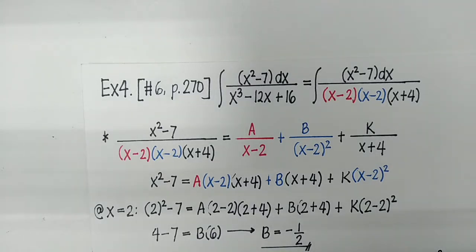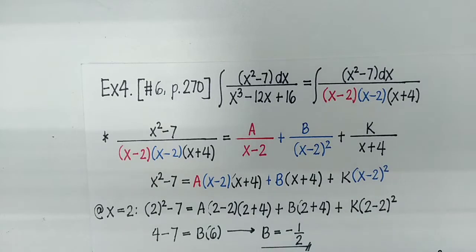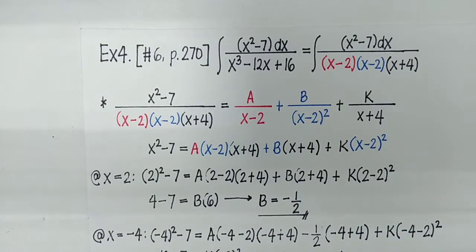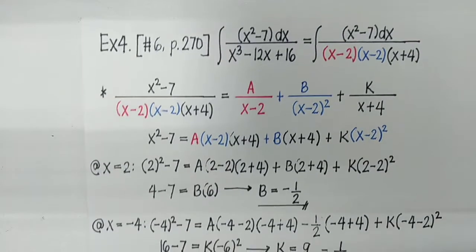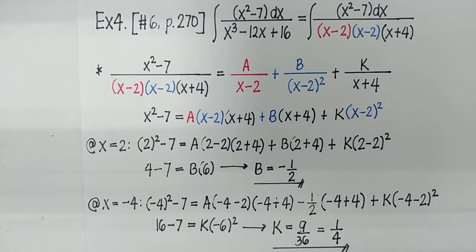Assigning yet another value, this time we now let x be equal to negative 4. In that way, the a term over here disappears because this one becomes 0. And as well, the b term vanishes as well. So assigning now x equal to negative 4, you'll get this expression. The a term will disappear, the b term as well, leaving us with the value of k. So for k, you now get k equals 1/4.